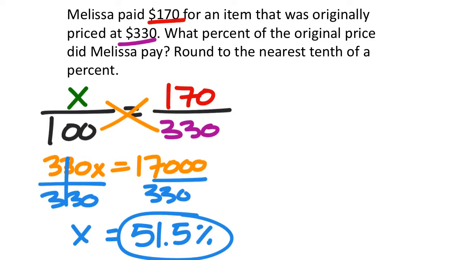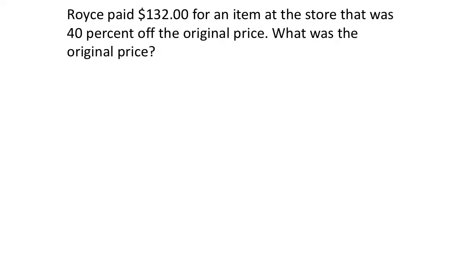So, if you paid $170 for a $330 item, you would have paid 51.5% of the original price. Now, the next question related to this problem would have been something like, well, what percent off did you get? Well, you just take 100 minus 51.5 to figure that value out.